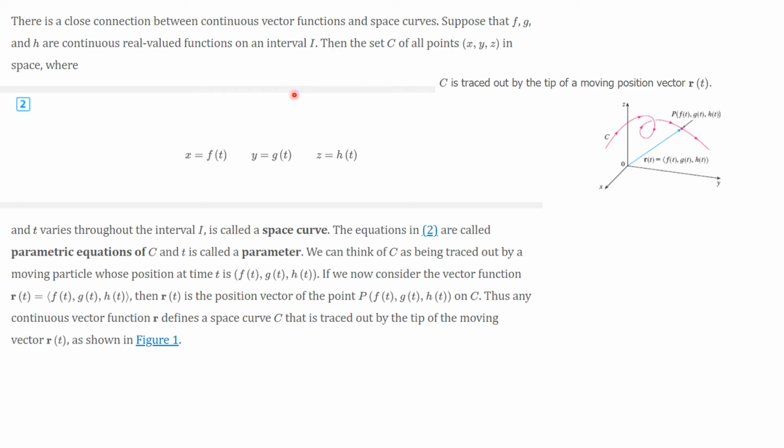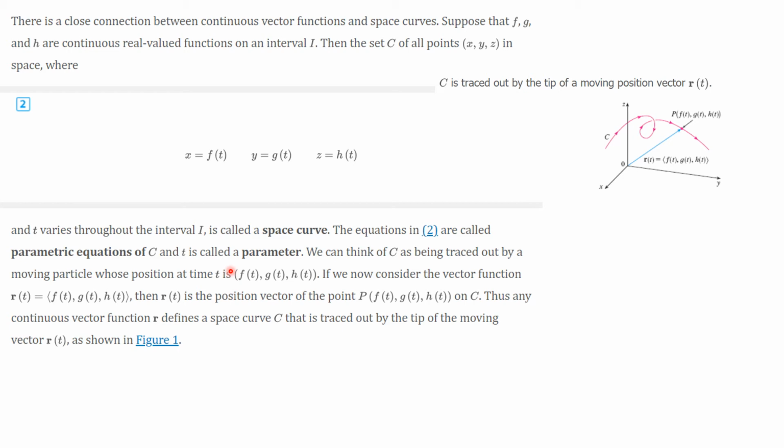Now, there is a close connection between continuous vector functions and space curves. Suppose that f, g, and h are continuous real-valued functions on an interval I. Then the set C of all points (x, y, z) in space, these are ordered triples, where x is equal to f of t, y is g of t, z is h of t, as t varies throughout I, is called a space curve. And you can see that you have a space curve here. These equations are called the parametric equations of C, and t is called the parameter.